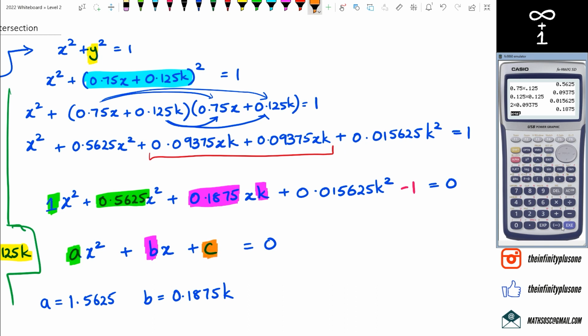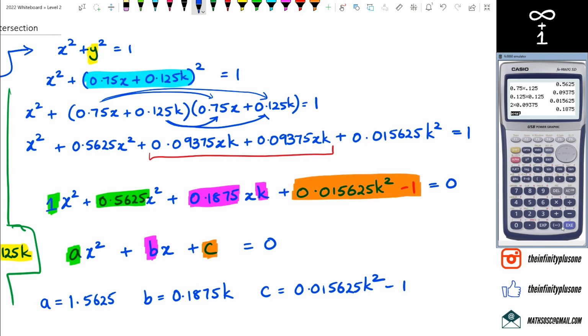And finally, we've got to look for the value of c, which is just the numbers by itself without any x's. So in this case, this entire thing right here is going to become c. So we're going to write this as c is equal to 0.015625 k squared, of course, minus 1. Jeez, see, I knew I was going to make that mistake.